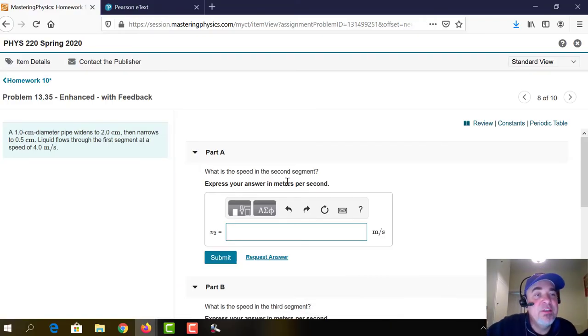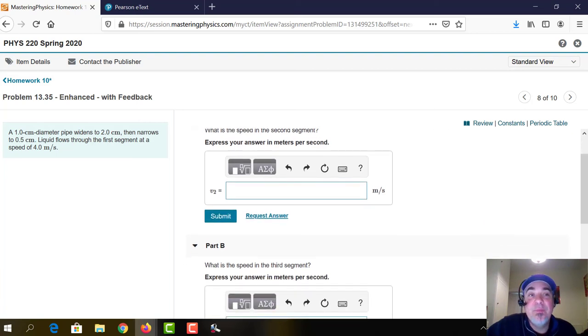Okay, so in this one we have a 1 centimeter diameter pipe, widens to 2 centimeters, then narrows to 1/2 centimeter. Liquid flows through the first part at 4 meters per second. What is the speed in the second part? What is the speed in the third part? Okay, so the thing to think about is something called the continuity condition, continuity equation. The volume that's coming out of the pipe cannot change. Whether it gets thinner or thicker, it's the same volume that's coming out.